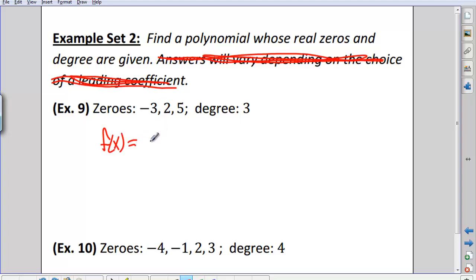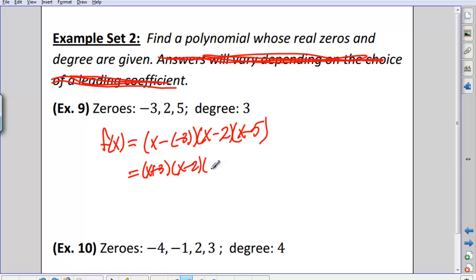If negative 3 is a 0, x minus negative 3 is a factor. If 2 is a 0, x minus 2 is a factor. And if 5 is a 0, x minus 5 is a factor. So if we clean this up a little bit, we get x plus 3 times x minus 2 times x minus 5 to be the three factors of that polynomial.